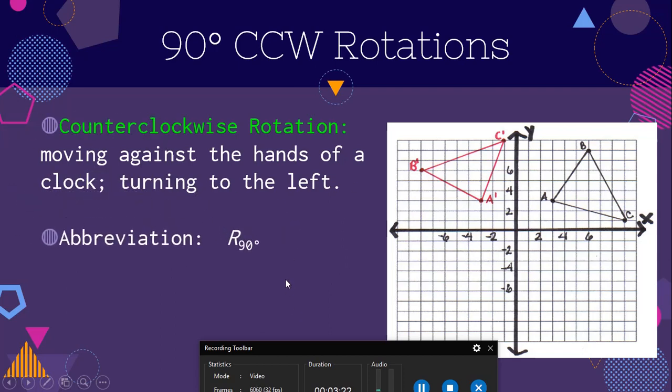Because counterclockwise is our normal direction, it'll be abbreviated as a positive 90. So we have a generic rule that will work for all counterclockwise rotations of 90 degrees. We'll take our generic point P. It will map itself to P prime. We're going to move the y coordinate forward and negate it, and then we're going to slide the x coordinate back.